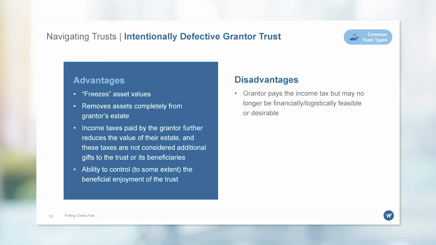And lastly, changing of the beneficiaries. A defective grantor trust could give the grantor the power of disposition, which means that the grantor retains the right to add non-charitable beneficiaries or direct distributions to existing beneficiaries in the future.